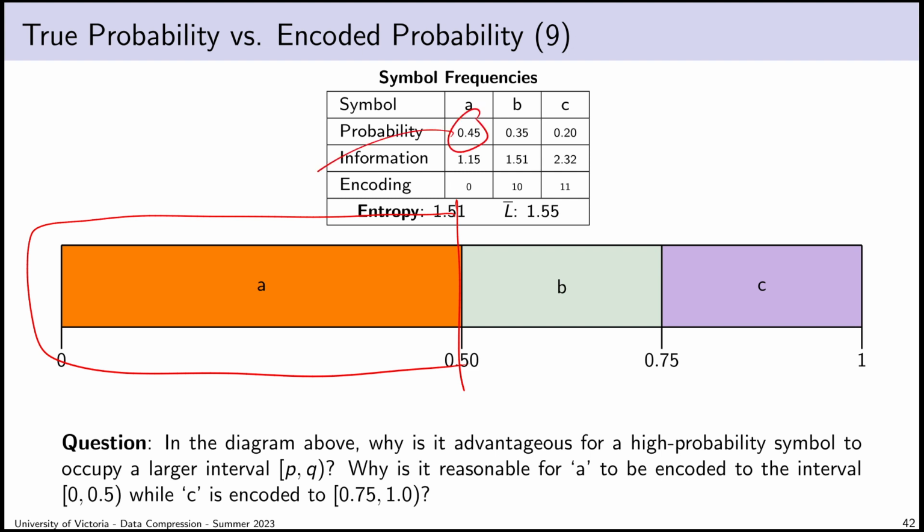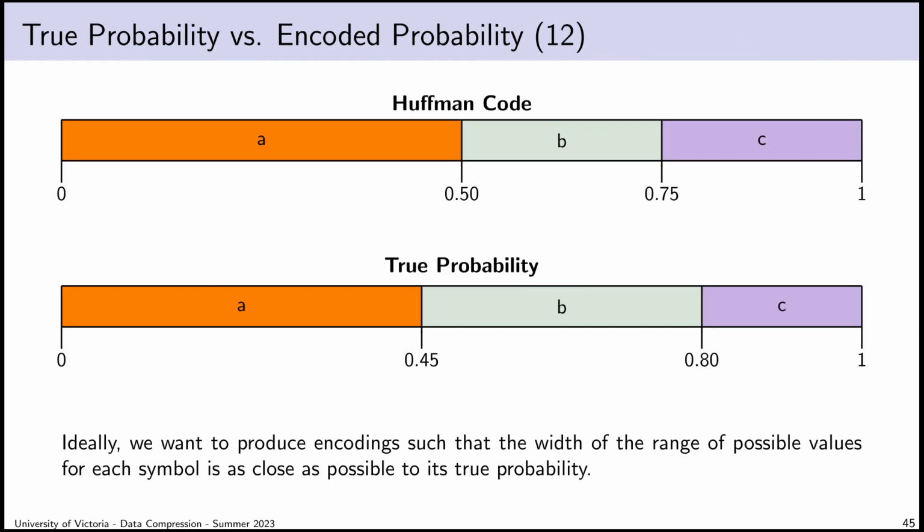Here, A is being discounted, I guess. Its information content is 1.15. It's being sold at a discount. I'm giving it more real estate than it deserves, and that means in exchange, somebody, in this case it's B, has to get less real estate than it deserves.